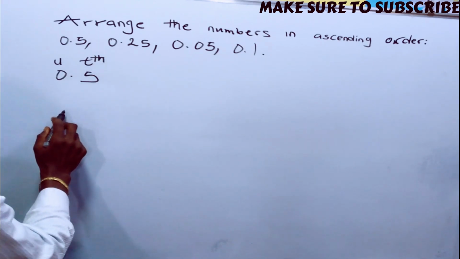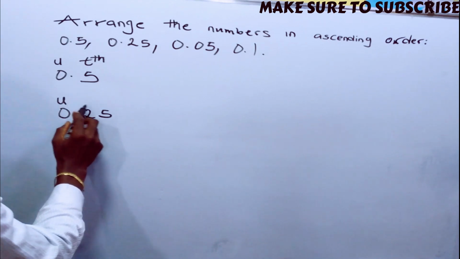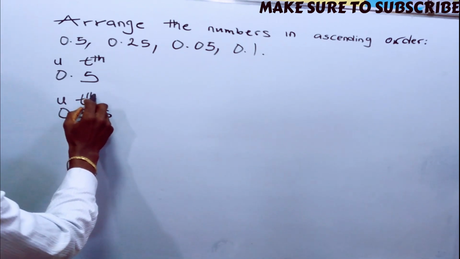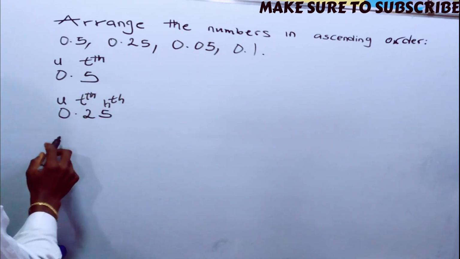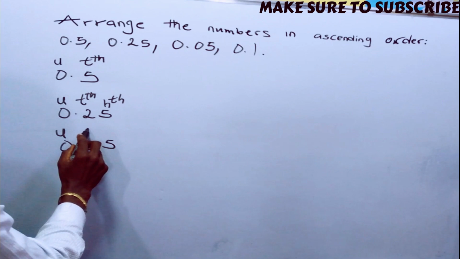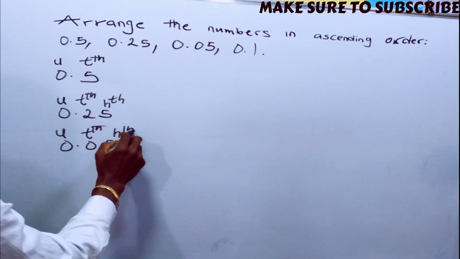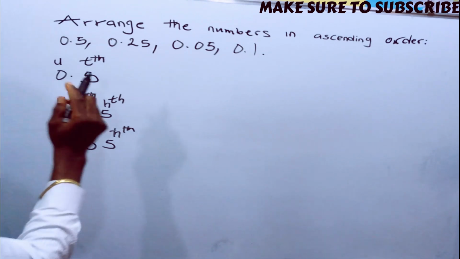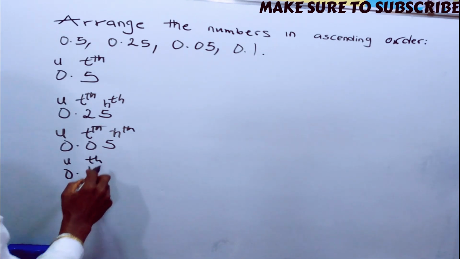For the second fraction, we have 0.25. This is unit, this is tenth, and here is hundredth. Then for 0.05, we have 0.05, units, tenth, and hundredth. Then the last one, 0.1, which is unit and tenth.